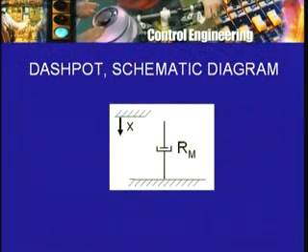F equal to ma says that in order to accelerate a body, you need force. You don't need force to keep it at a constant velocity. You need it if you want to change the velocity, either in magnitude or direction or both. In the case of a dashpot, the dashpot will oppose any motion.